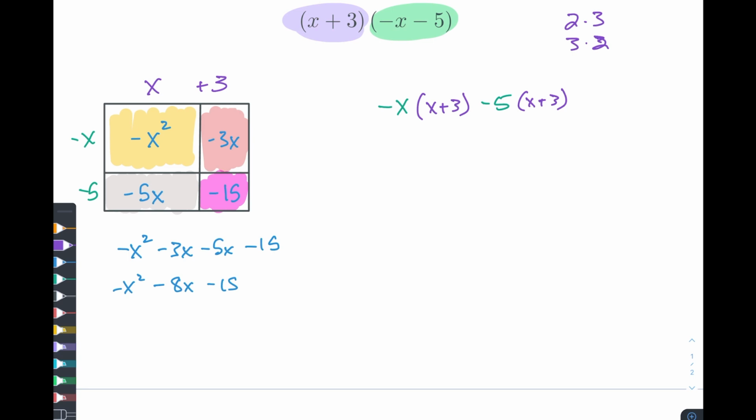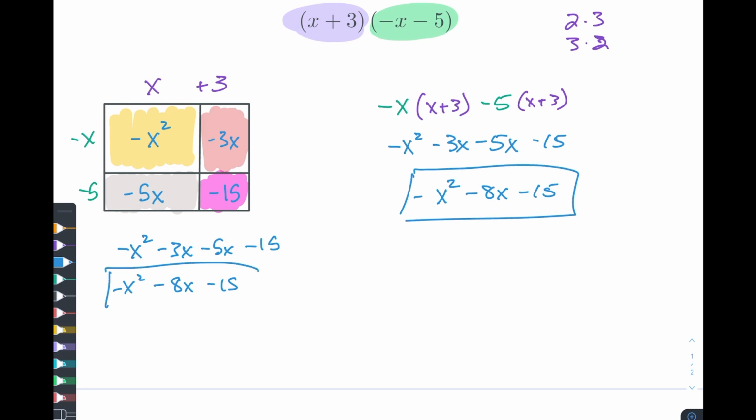So now when we distribute negative x times x, we still have our negative x squared, negative x times 3, our negative 3x, negative 5 times x is our negative 5x, and negative 5 times 3 is our negative 15, and we can see that we are still ending up with the same thing. I hope anyway. Yes, we are, because if we weren't, we would definitely be in trouble.